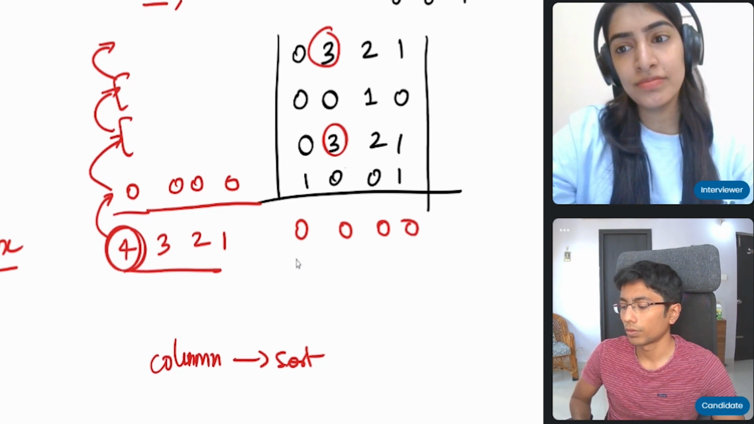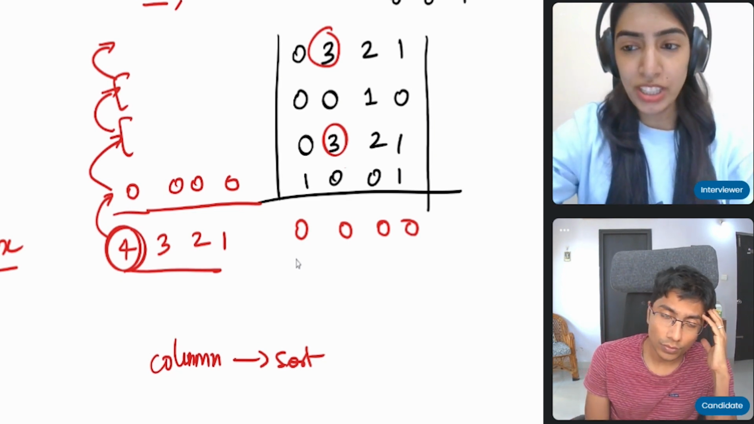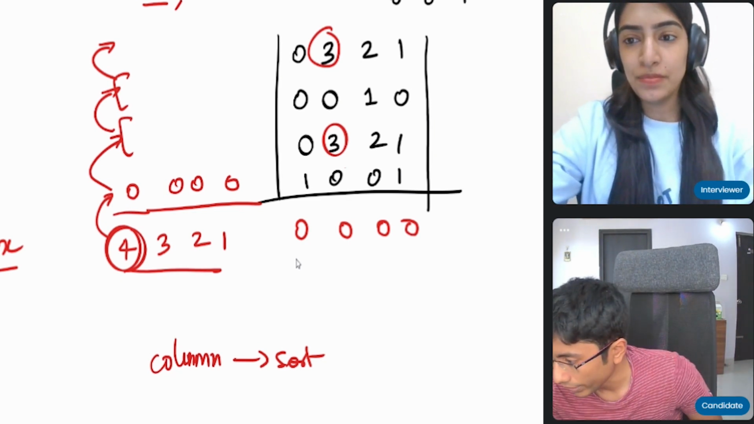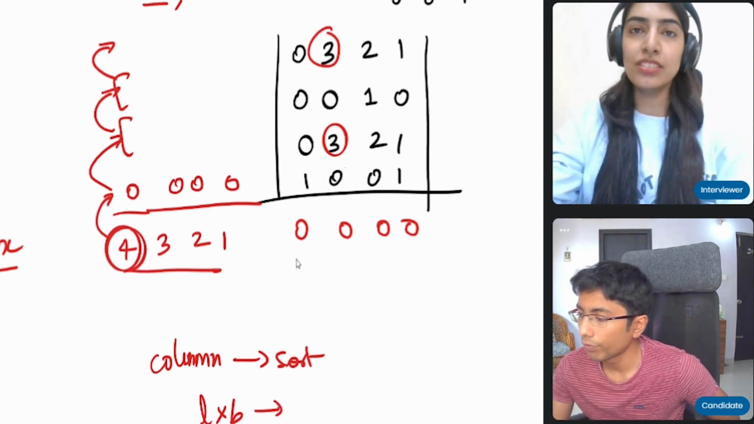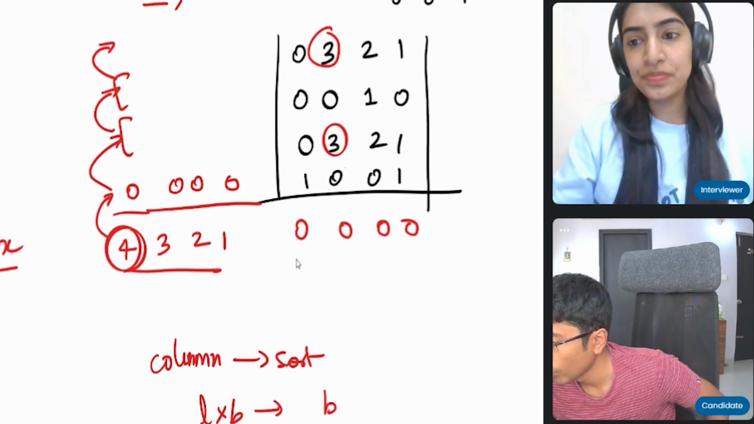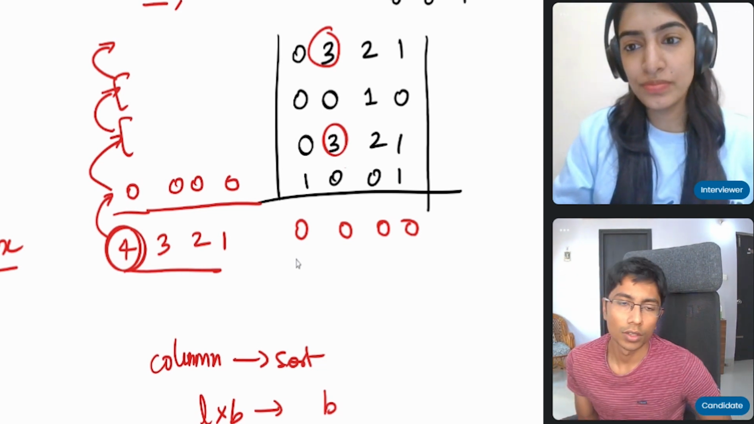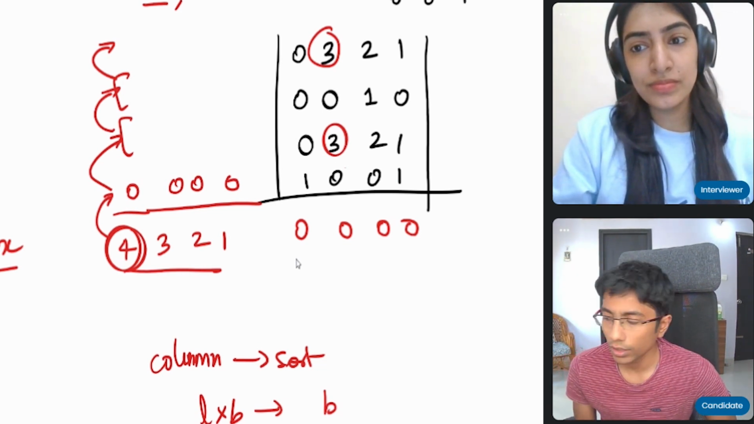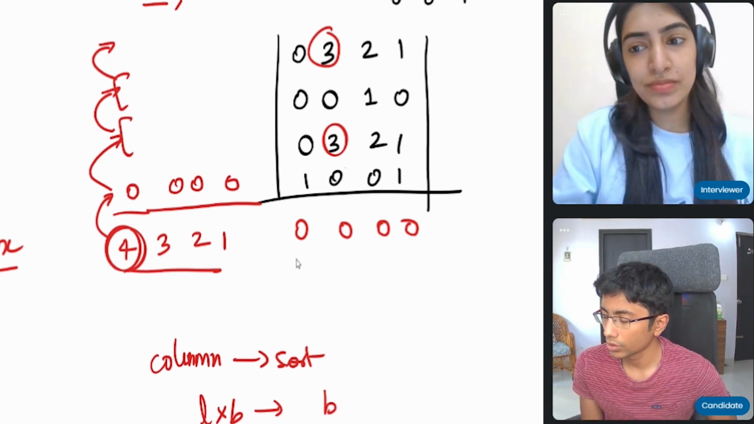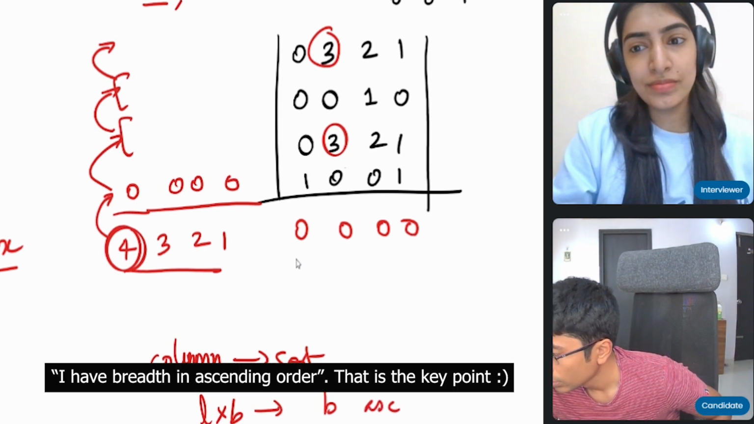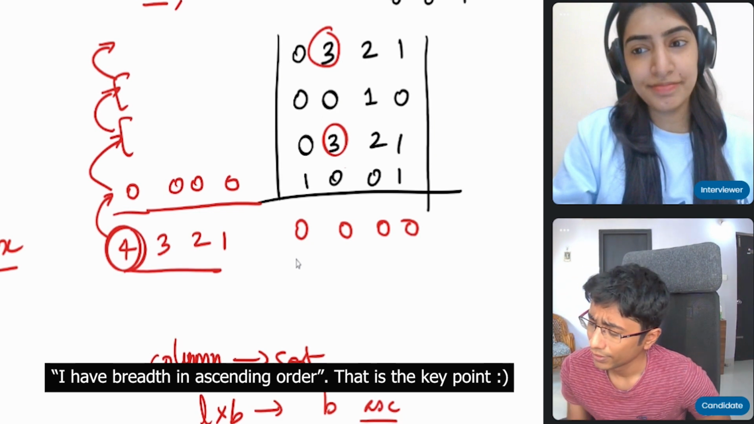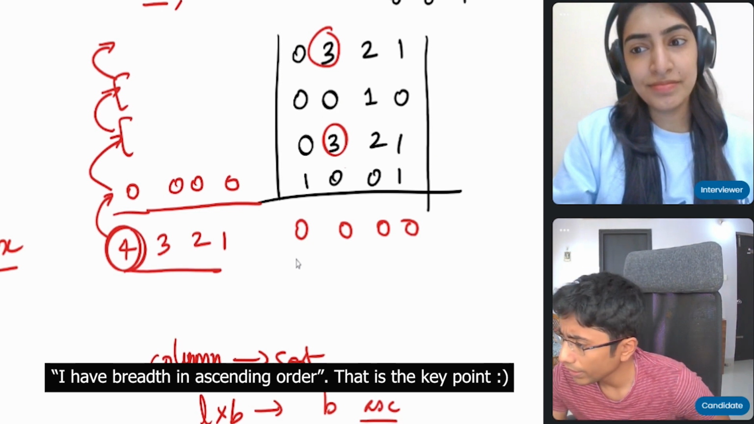I cannot. I have 5. What is the formula of area? Length into breadth. So I have breadth with me, or one dimension. The other dimension has to be, no, but I have breadth in ascending order. Let me try that out.